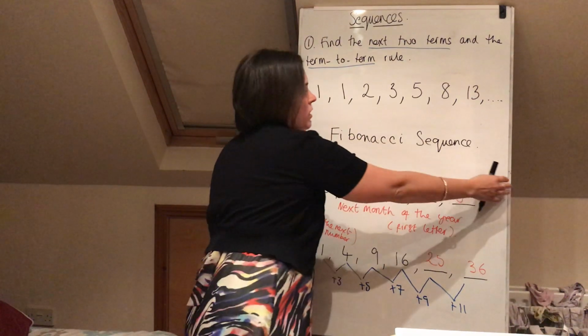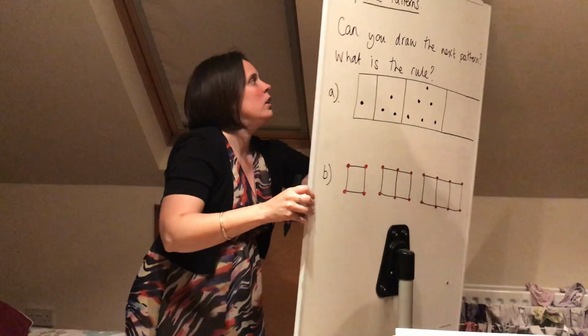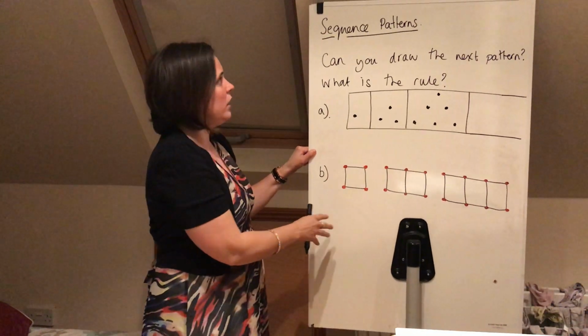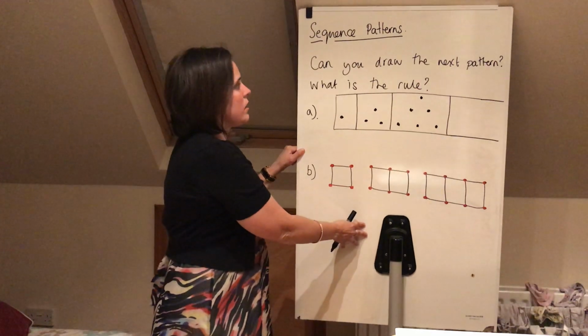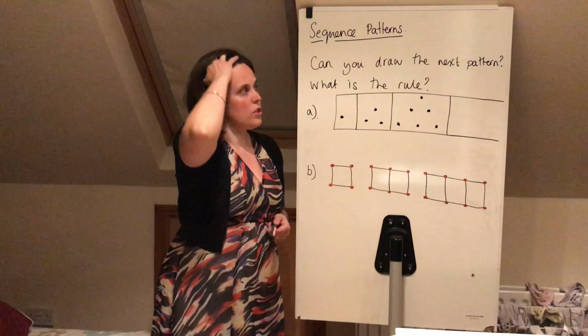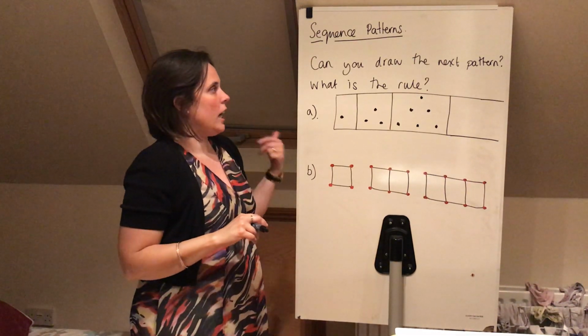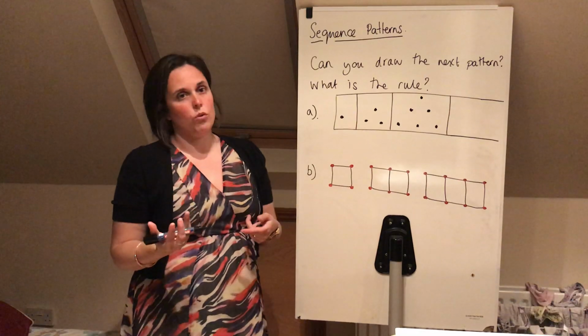Now, I promised you we'd also look at some patterns today, so just turn the board over. So I've got some sequence patterns for you on the other side. So again, just to show you a different way that sequences can appear. So can you draw the next pattern, and what is the rule?